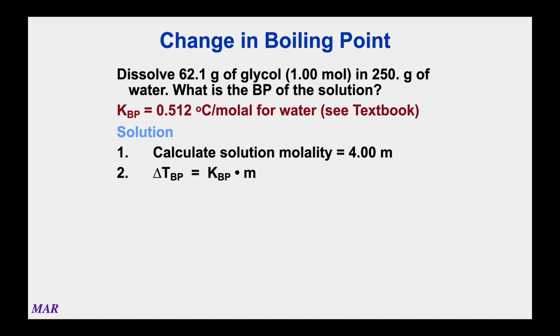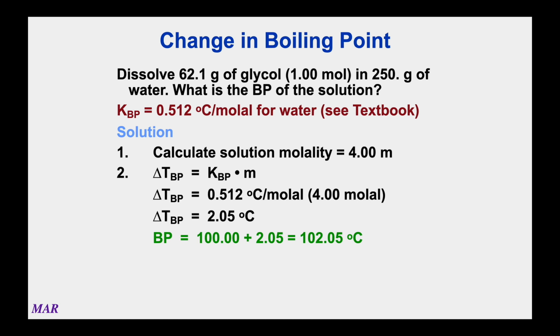And delta T, the amount of temperature it's going to be higher, equals that K value times m. So the molality, as we saw in a previous example, was 4.00 molal. That's the little m. And we'll multiply that number by the K, by 0.512, to calculate delta T. If you do that, delta T comes out to be 2.05 degrees Celsius. That's the amount that the boiling point has increased. So water normally boils at 100. We're going to add 2.05 to it. The boiling point of the ethylene glycol solution is 102.05 degrees Celsius. So this is the effect of having a solution.